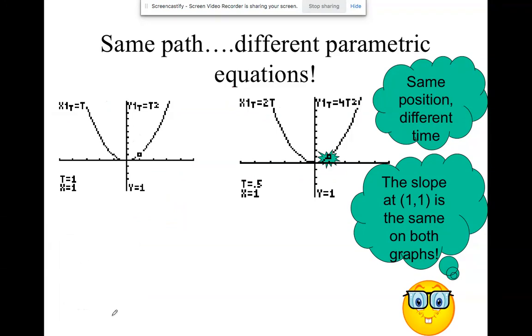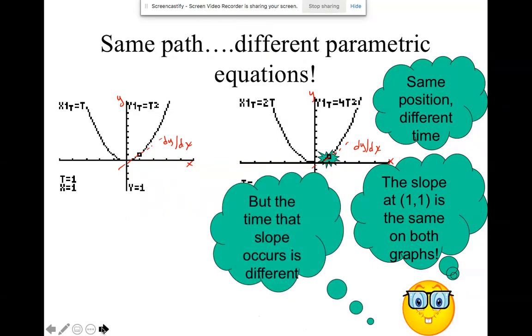There's the first equation. The slope, notice, is the same. If I were to write the equation of the tangent line, and don't forget to write the equation of the tangent line, it's dy dx. You are on the xy plane. To write the slope, it's dy dx, not t. That's called foreshadowing. The time that this slope occurs, right, at time equals 1, the exact same slope occurs at t equals a half.